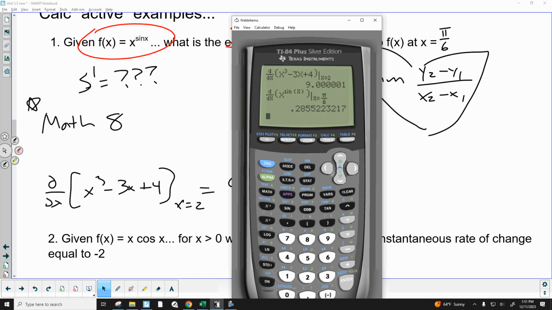The actual derivative, so it's x to the sine x minus 1 times sine x plus x log x cos x. Yeah, I have no idea. So anyways, math 8 helps you get approximate derivative. So the answer is 0.285.